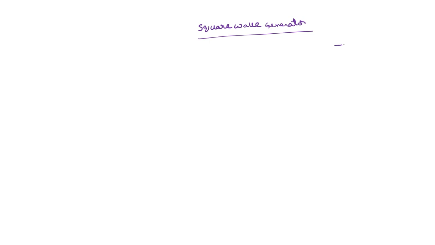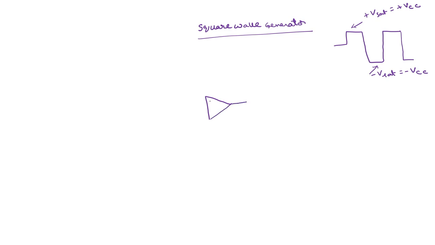Because square wave will be having two states, you have to operate this in saturation region. This you can call as positive saturation, this you can call as negative saturation. Normally this saturation voltage is VCC, the power supply of the operational amplifier. So in order to generate this type of waveform, we will take the operational amplifier and operate in the positive feedback loop.